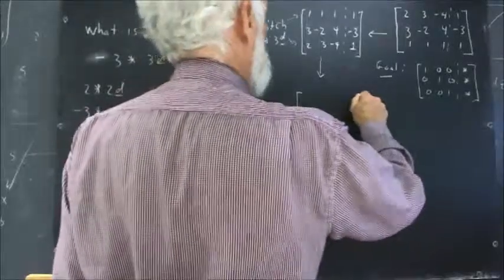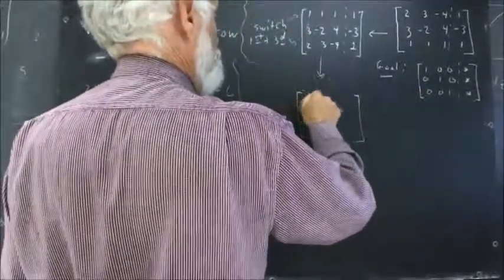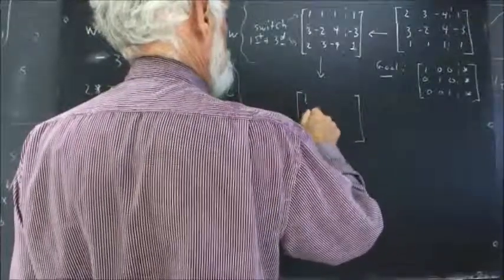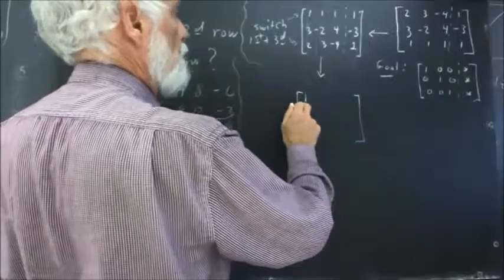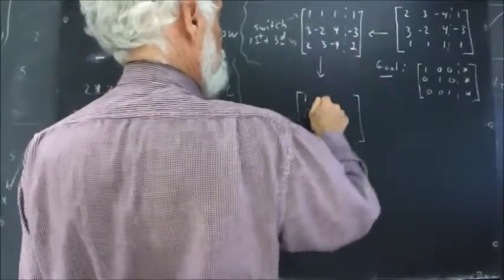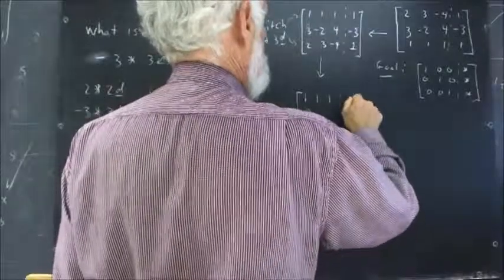So what we want in progress toward this goal: we've got our 1 here. We want to get a 0 here. Now, since we've got a 1 here already, we don't want to change this first row at this point.